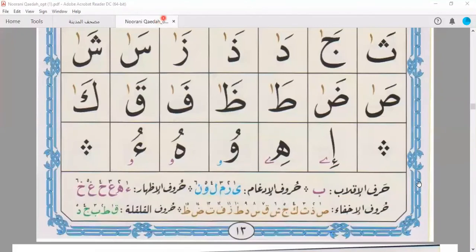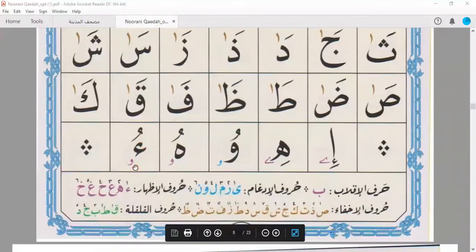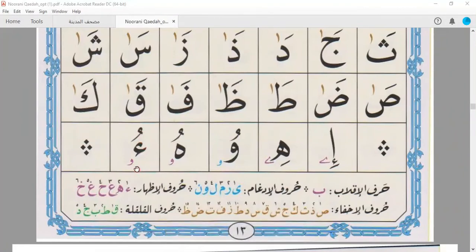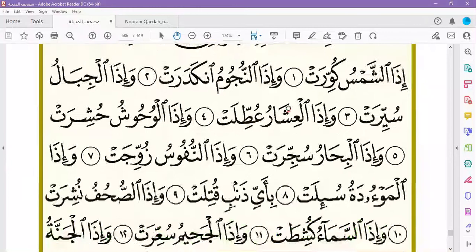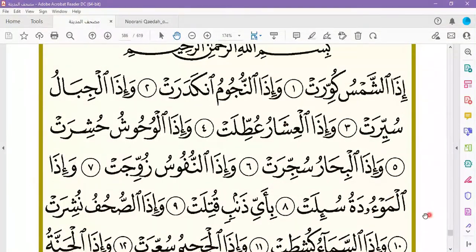For example, hamza dhamma waw saghira is written when there is supposed to be an original waw, but it's shrunk into a small waw. For example, in Surah At-Takwir, we have وَإِذَا الْمَوْءُودَةُ سُئِلَتْ. الْمَوْءُودَةُ. There's a hamza dhamma waw saghira.